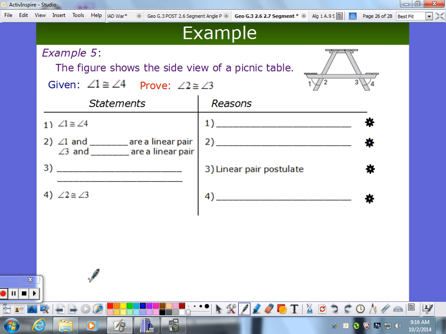All righty, let's look at a picnic table. You're looking at it sideways, right? These are the benches, there's the tabletop, you would be sitting here. So I'm looking at a picnic table. Angle 1 is congruent to angle 4, and I want to prove that angles 2 and 3 are congruent. I think we know the first one, right? That's my given. So angle 1 and something else are a linear pair, and angle 3 and something else are a linear pair. Now, which one is Joseph?